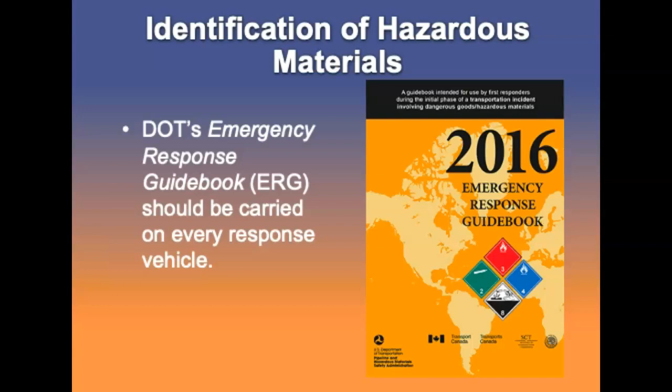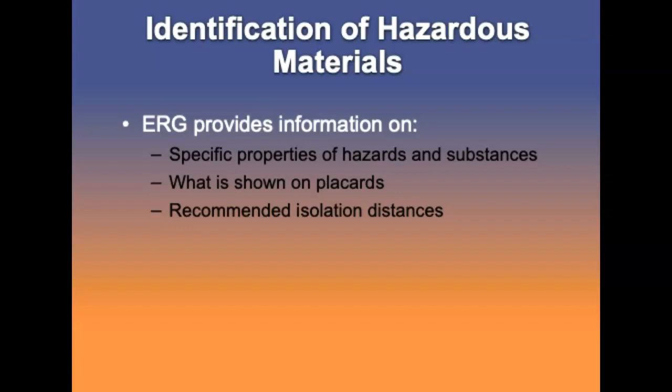The ERG is a guidebook for first responders during the initial phase of a dangerous goods or hazardous materials transport incident. It provides information on specific properties of hazards and substances, what is shown on placards, and recommended isolation distances. There are 9 DOT chemical families recognized in the ERG. And let's talk about those different chemical families.